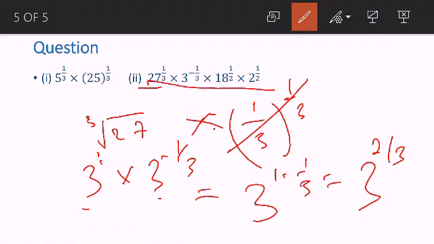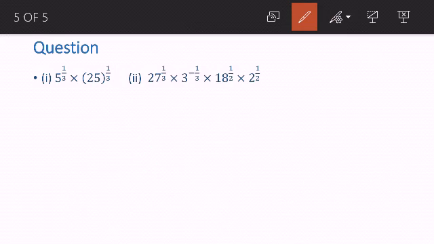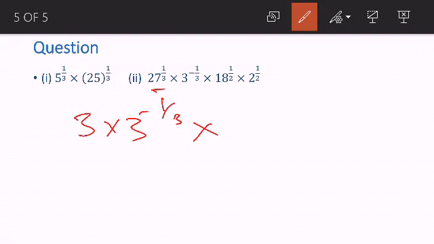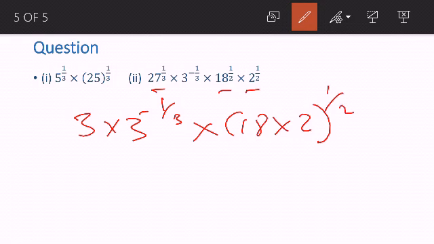We were supposed to multiply the whole of this. So let's do that again. We have 27 raised to the power 1 over 3, which means the cube root of 27, that's 3. Then multiply by this, which is 3 raised to the power minus 1 over 3. Then multiply by here 18, this is square root of 18, which is not a whole number. Square root of 2, which is not a whole number, but it can be written as 18 times 2, then all raised to the power 1 over 2.